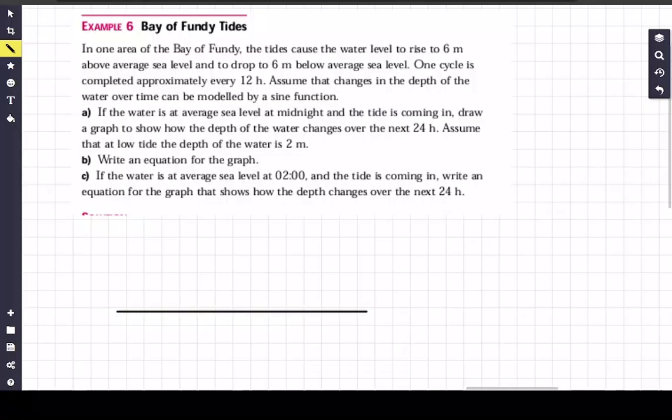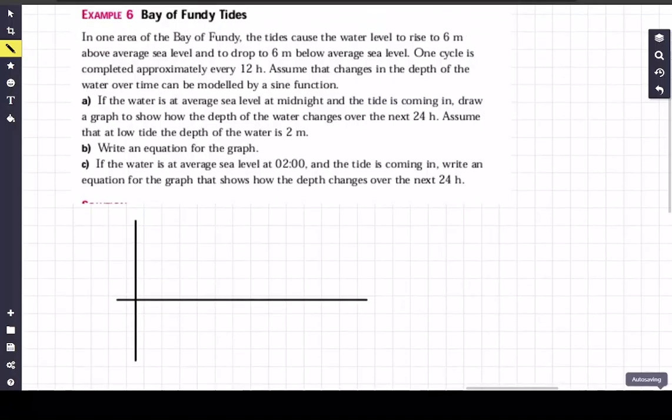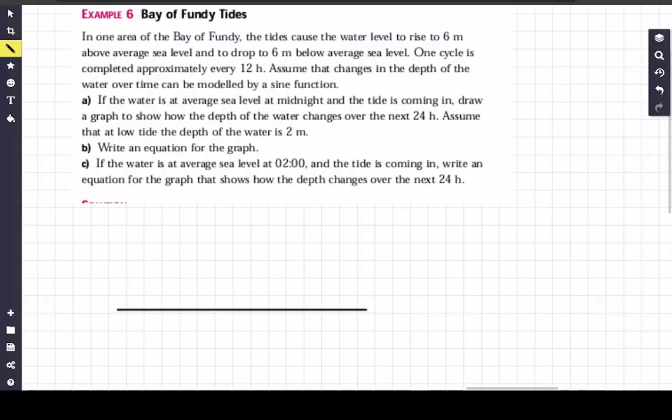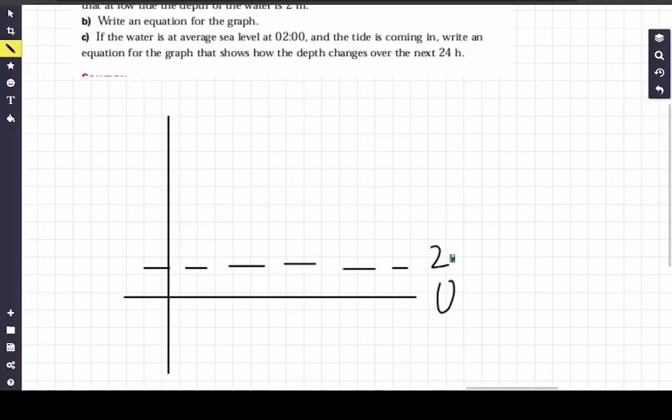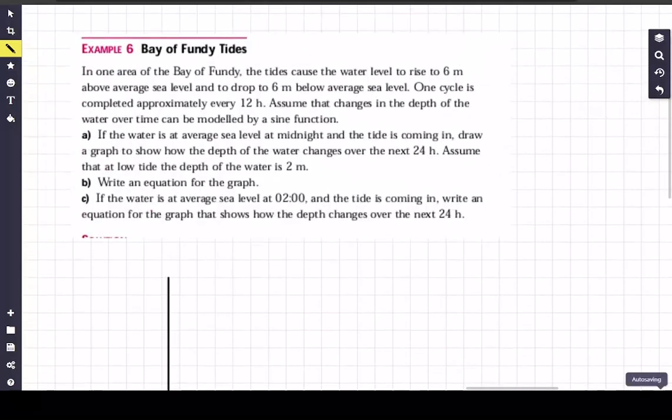Let's say at midnight, which we don't know exactly when, it's at sea level. Okay, assume at low tide. So low tide, that means our lowest point is 2 meters then. So let's go ahead and do that. Low tide is 2 meters. I'll draw my x-axis a little bit down. So we have something like this. This is 0. So let's say I have a line here that's 2 meters. That's actually going to be our lowest point, because remember it says low tide.